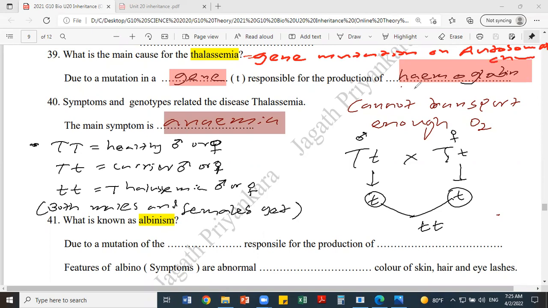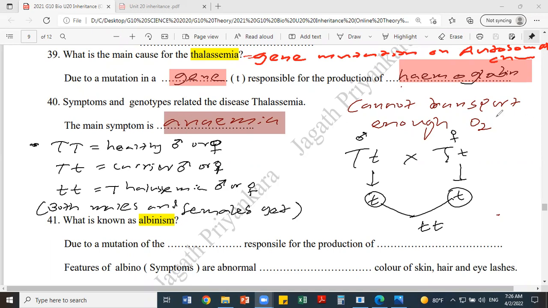Previous ones, hemophilia and red-green color blindness, are by sex linkage: a recessive gene on the sex chromosome, not on the other chromosomes, never on the 44 chromosomes. This is by the sex chromosome. This is by the autosomal chromosome. Gene mutation on autosomal chromosome: thalassemia and albinism both.